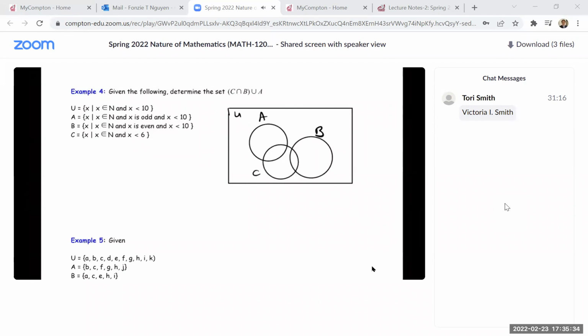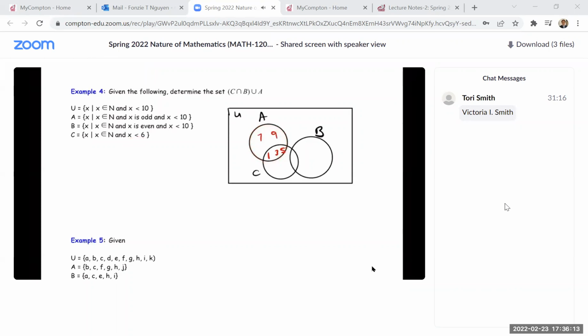Let's see, what does A and C have in common? A is 1, 3, 5, 7, 9. And this one says all the numbers that are less than 6. That's 1, 3, and 5. And then set A is also going to have 7 and 9, which are the odd numbers. And then C is going to have 1, 2, 3, 4, 5.